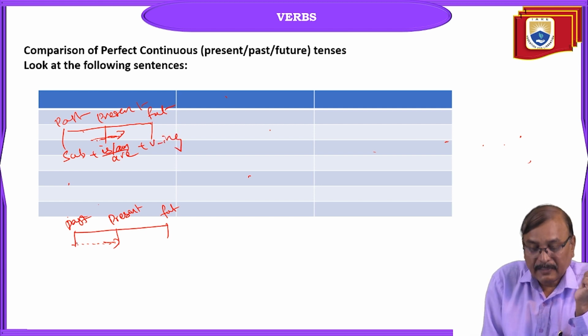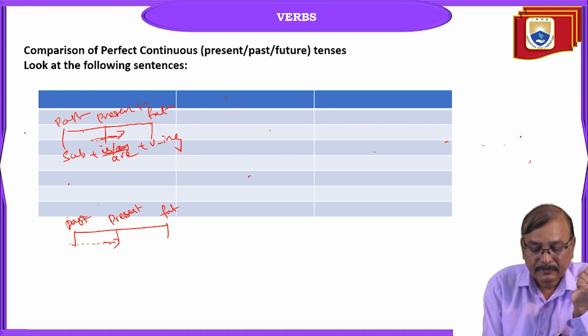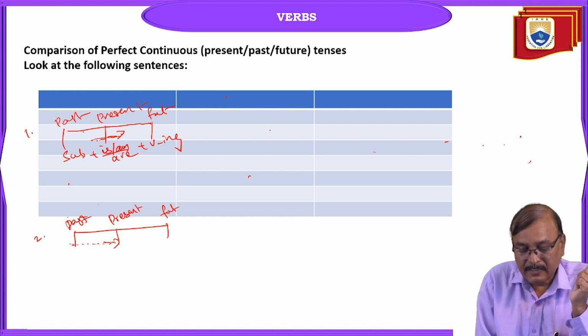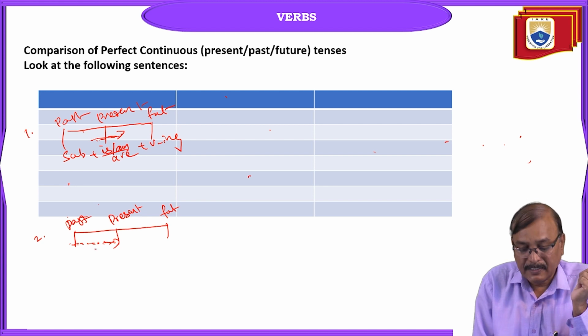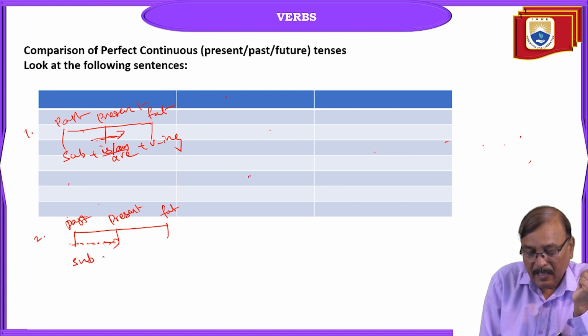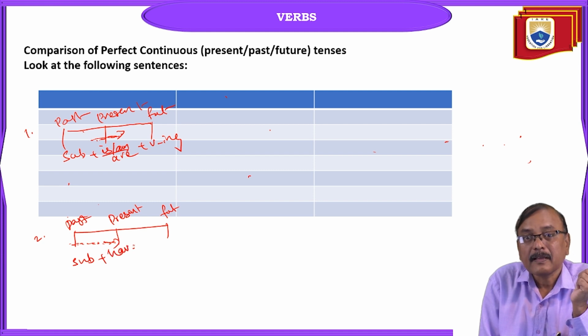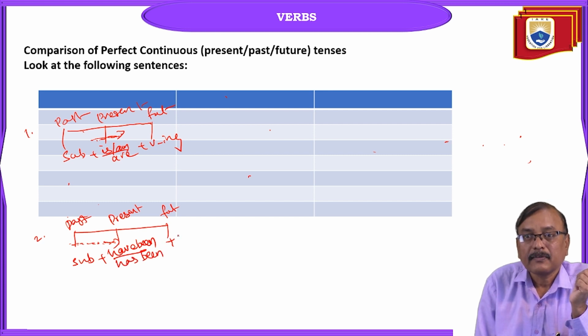Okay, here actions started in the past in the second case. This is the first case, this is the second. In the second case, actions started in the past and continuing at present. This is present perfect continuous. Here, subject plus have been or has been plus verb being formed. Right.